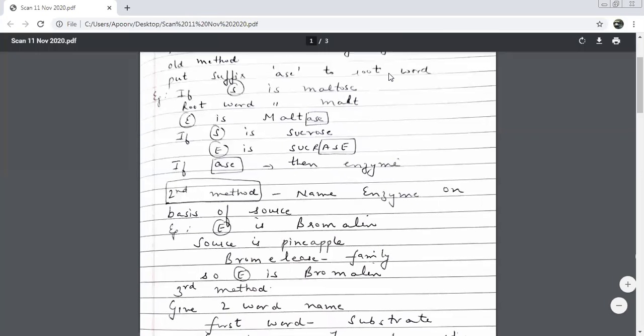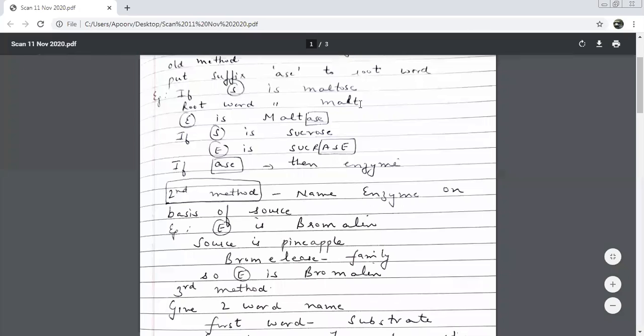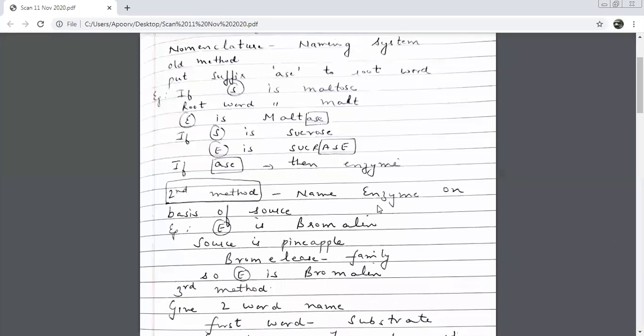Let's move on to the second method. The second method was based on what? The source of the enzyme. Source means where you are getting that enzyme from, where you are extracting it. I just gave you an example of an enzyme. What was the name of the enzyme? Bromelain. Bromelain is extracted from which fruit? Pineapple. Pineapple belongs to which family? Bromelaceae. Many enzymes are extracted from pineapple and also from papaya, beta. Papaya is also a good source of enzyme extraction. So this is just an example to make you understand.